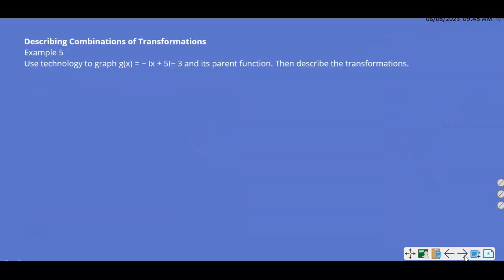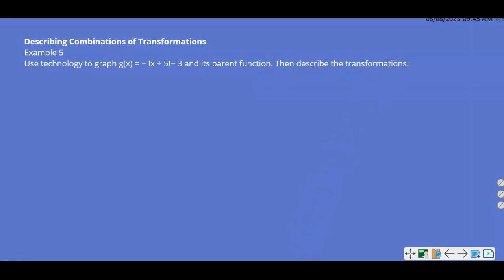Example 5, describing combinations of transformations. So combination means it's going to have more than one thing happen at a time. You can see there's a negative here, there's a +5, and there's a -3. This one says, use technology to graph g of x and its parent function, then describe the transformation.